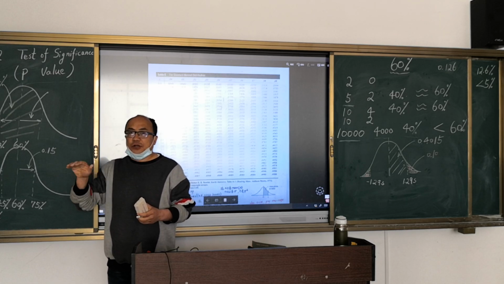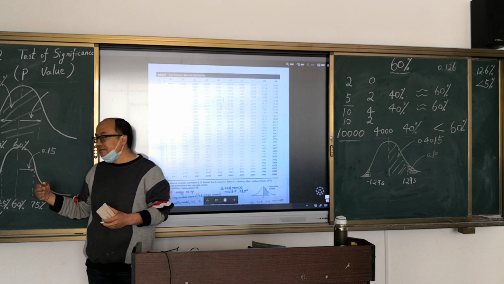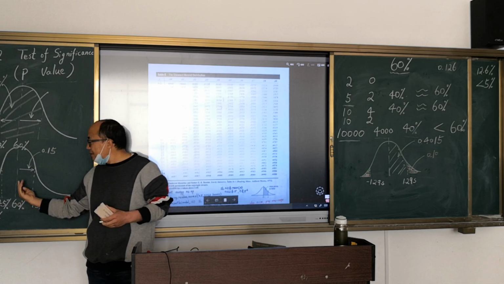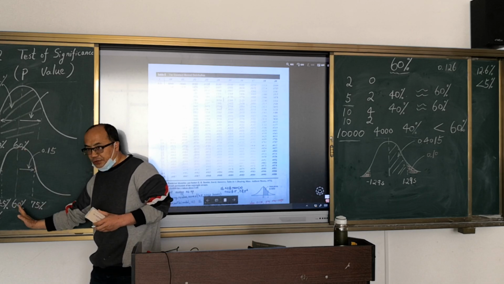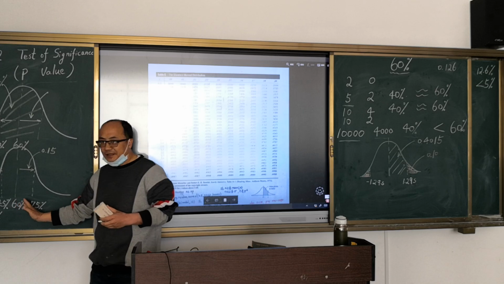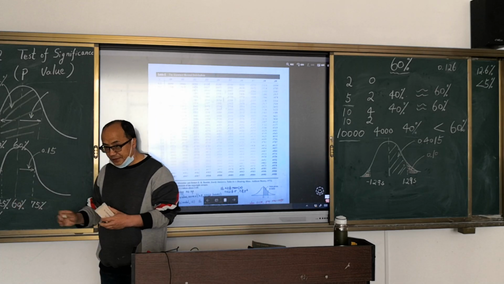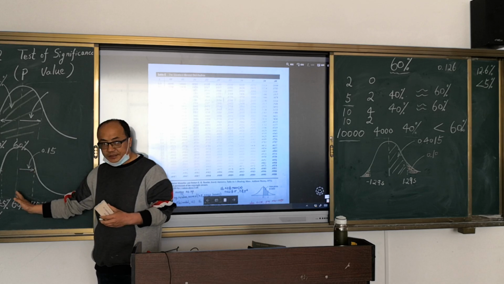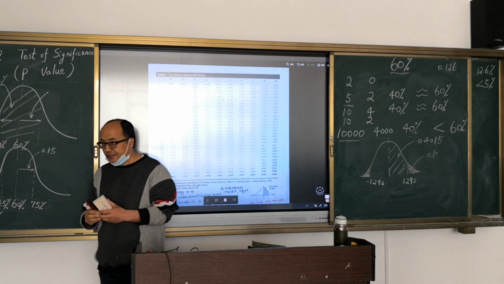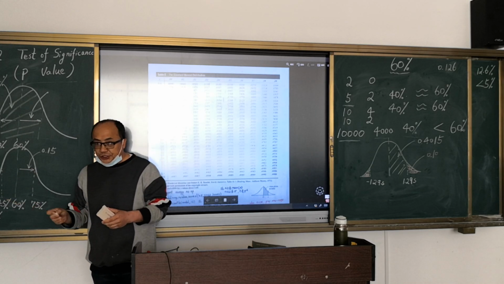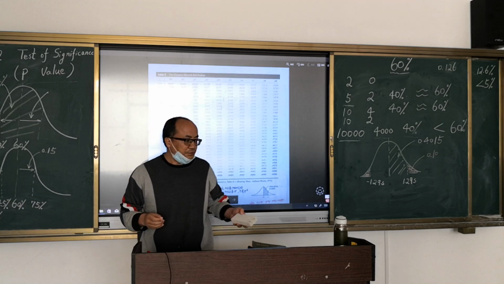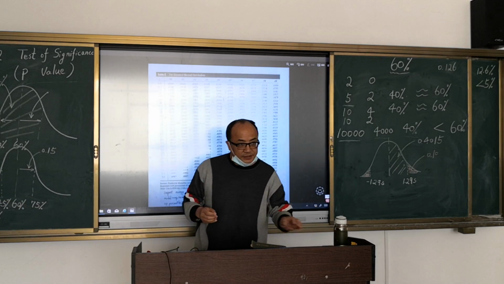This is the universal rule. Then we say your center is impossible to be 60%, because that chance is too small.